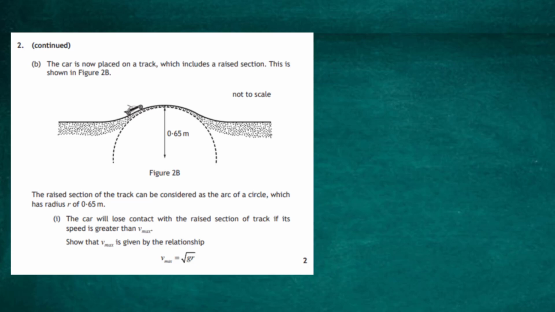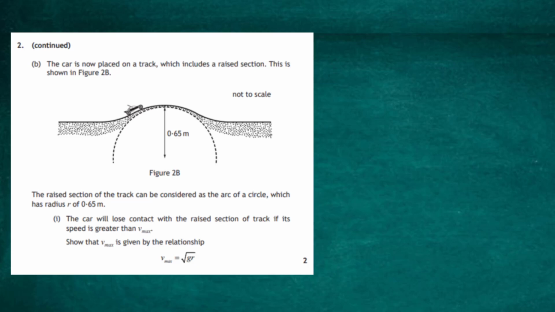And we have to show that Vmax is given by the relationship Vmax equals the square root of gr, r being the radius of the track at that particular point, and g being the gravitational field strength on the surface of the planet, which is equal to 9.8 newtons per kilogram.